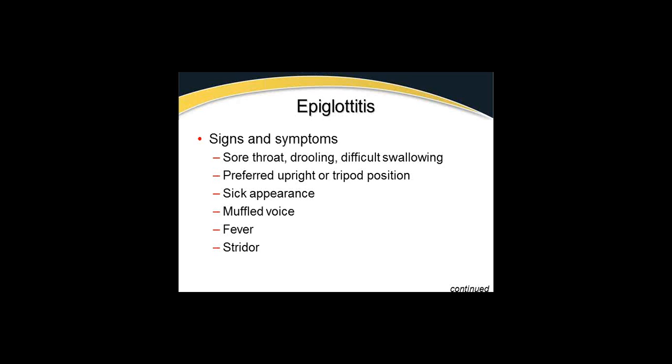The typical signs or symptoms are a sore throat, drooling, difficulty swallowing. Anytime that fluid flows back and touches the epiglottis, it becomes very irritated. They prefer to be bolt upright or in a tripod position. Usually they'll have their head hanging over so the drool just falls out of their mouth. They typically look very sick. They'll have a muffled voice because airflow is restricted. They will usually have a fever and stridor. Most commonly seen in children ages 2 through 7. The biggest culprit for epiglottitis is actually the flu virus.